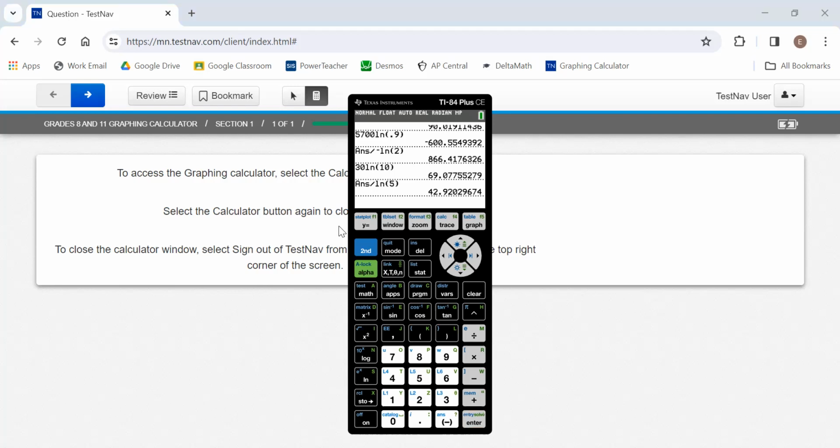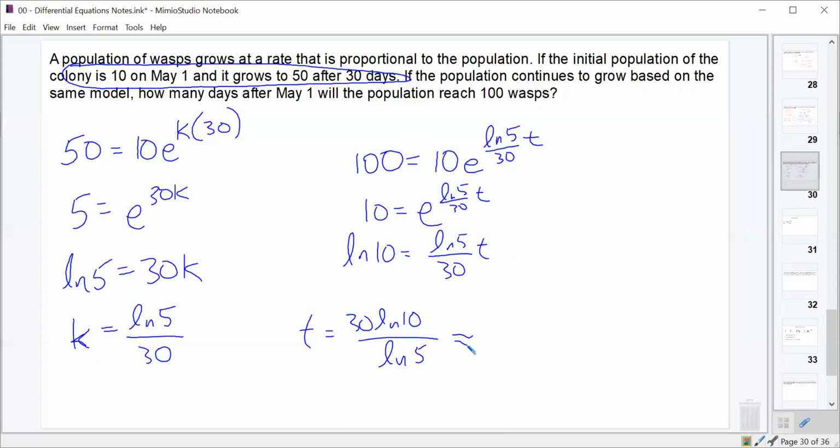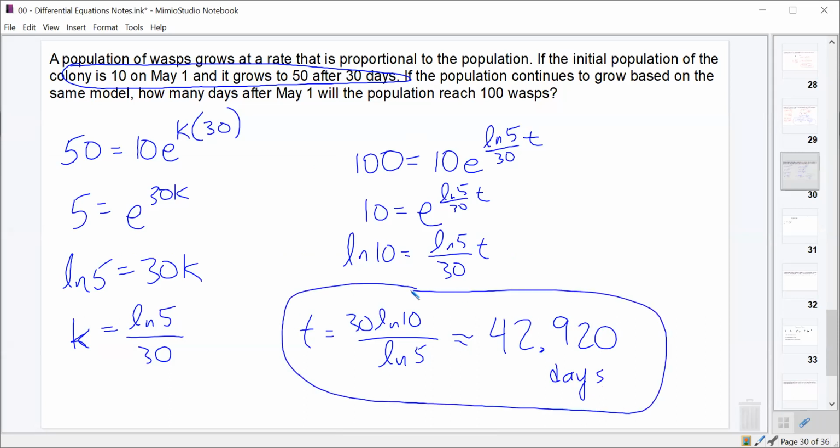42.92029674 days. And we'll round to 3 decimals. And when we do that, it was 9202 as our decimals, which means it should round to 920. Make sure you include that 0 in your rounding. Don't just write 42.92 because the readers on the AP test will assume that you rounded to 2 decimals instead of 3 if you don't throw that extra 0 on there.